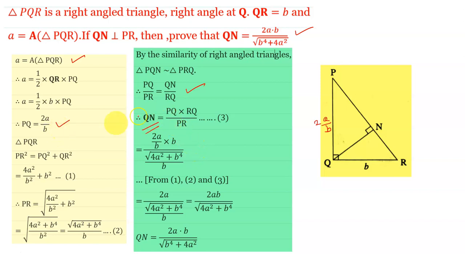What is the value of PQ? PQ is 2A upon B. The value of RQ is B, and the value of PR is root of 4A square plus B raised to 4 upon B. Now simplify again. This B and B will get cancelled. This gets multiplied and reciprocal. That is 2AB upon root of 4A square plus B raised to 4. And hence, QN is equal to 2 times AB upon root of B raised to 4 plus 4A square. Now the next.